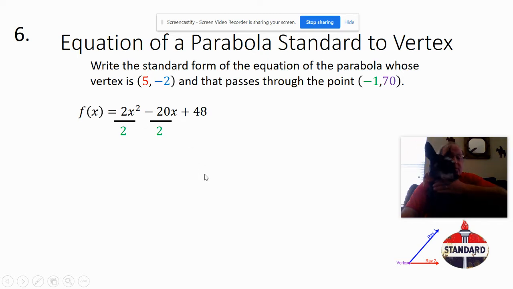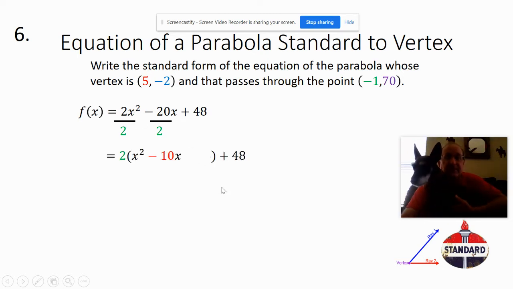I'm going to factor out just these two terms here. So as I do that, I have a 2 times x squared minus 10x, because if I double each of those, it'll be back to where I had. And I skipped a space here, so we're going to put a term in here.